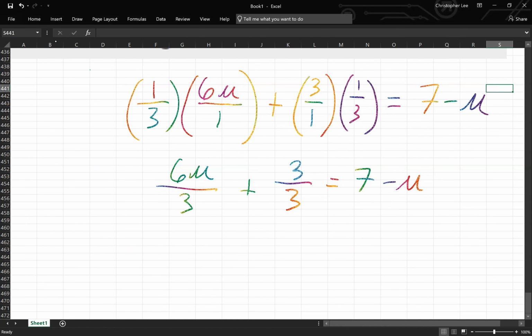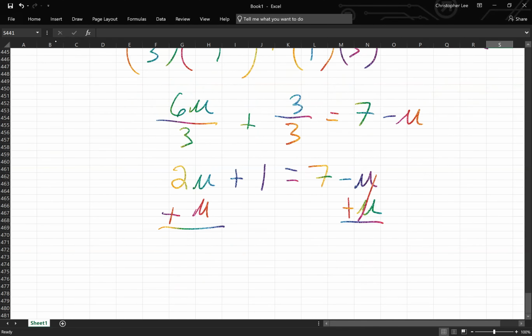Now remember, my goal is I want to get all my u's on one side and all my numbers on the other. I personally like my variables on the left, but if you want to do it on the right, that's fine. So the first thing I'm going to do, I'm going to add this u over here. And what I do to one side of the equation, I must do to the other side of the equation. Right? So now I have 3u plus 1 is equal to 7. And then now I want to subtract 1 from over here. What I do to one side, do to the other. So now I have 3u is equal to 6.